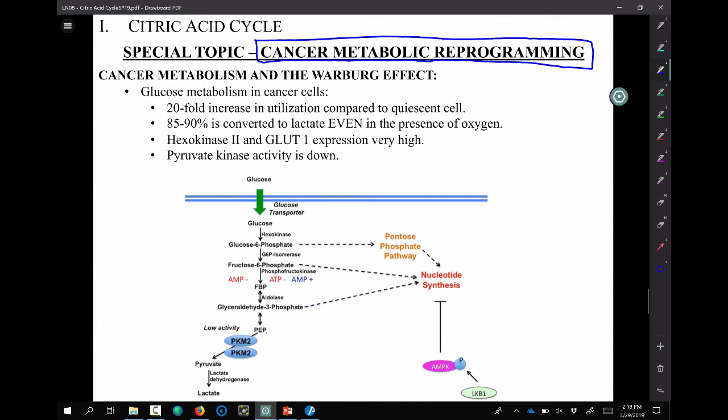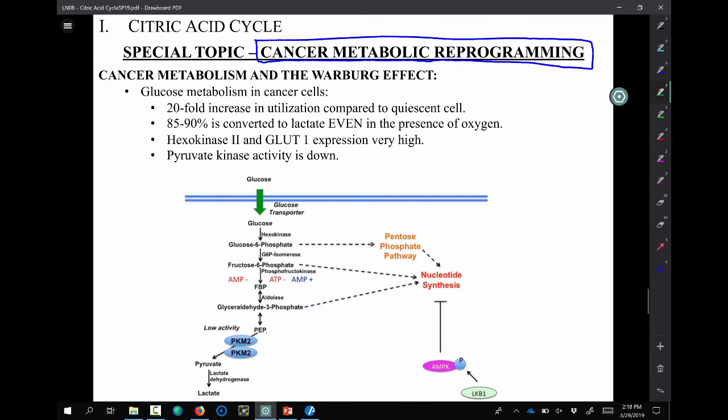Because of that, these cells also have to consume a significant amount of energy to run those anabolic processes. Not only do they have to consume a lot of energy, but they also need the building blocks to build the nucleotides, lipids, and amino acids they will need to continue cellular division. To do that, cancer cells do some, from a scientific standpoint, really interesting things to metabolic pathways. There are a couple of things that we want to look at. We'll make our connection to the citric acid cycle here in a moment.